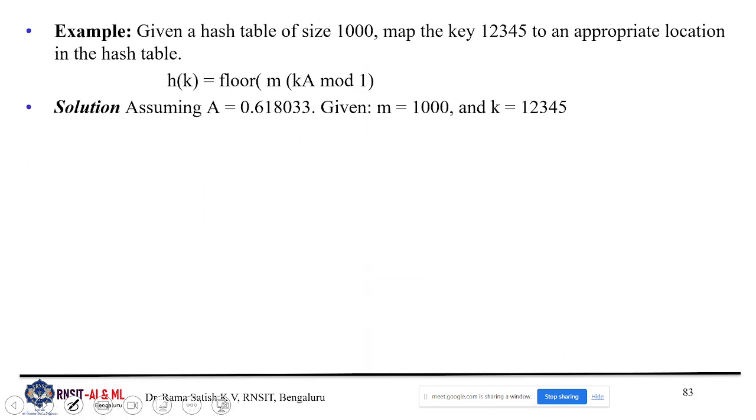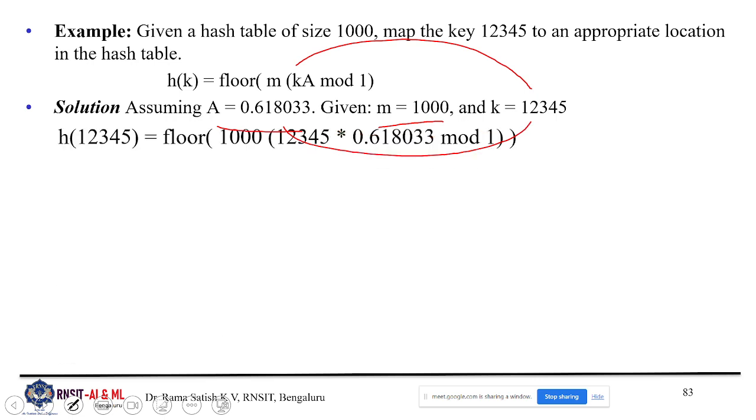Here is one simple example. If A value is 0.613, and m, the total size, is 1000, k is 1235. So where does 1235 get stored? That is the k value, this is your key value. The A value they have already given. You multiply these two first.